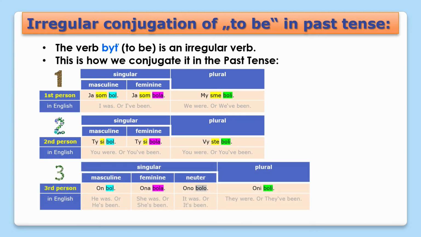Third person, singular masculine, on bol. Third person, singular feminine, ona bola. And third person, singular neuter, ono bolo. And plural, oni boli.